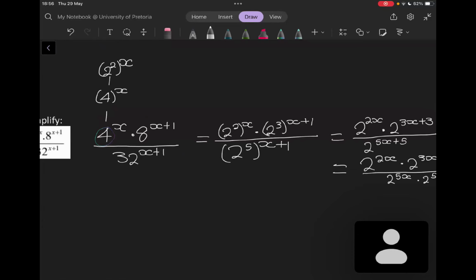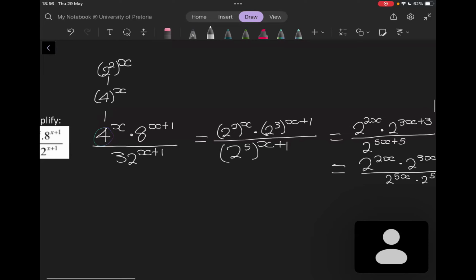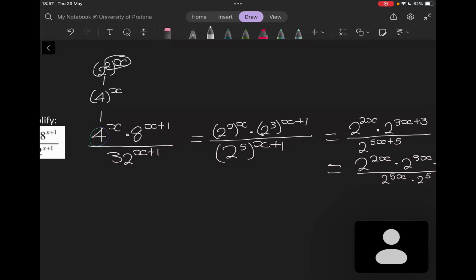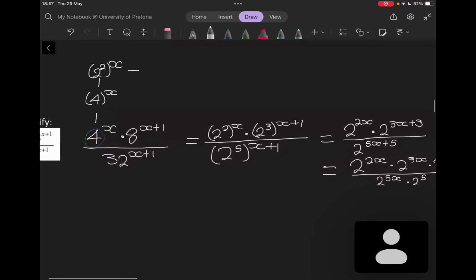Right. The next step is to multiply the exponents together because it is one exponent raised to the power of another. Does this make sense? Yes. If we multiply these two together, we get 2 to the power of 2 times x, which is the same as 2 to the power of 2x. Does that make sense? Yes. Have I answered your question?